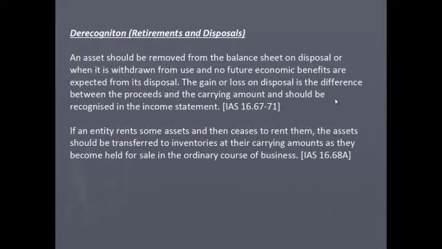Now comes the derecognition, that is retirement and disposals. An asset should be removed from the balance sheet on disposal or when it is withdrawn from use and no future economic benefits are expected from its disposal. The gain or loss on disposal is the difference between the proceeds and the carrying amount and should be recognized in the income statement. If an entity rents some assets and then ceases to rent them, the assets should be transferred to inventories at their carrying amount as they become held for sale in the ordinary course of business.